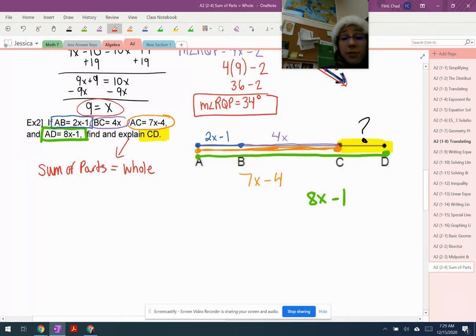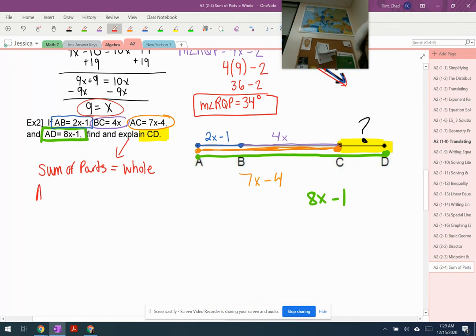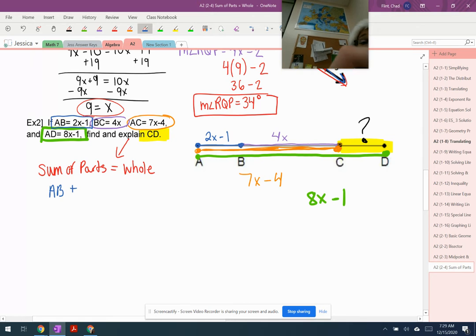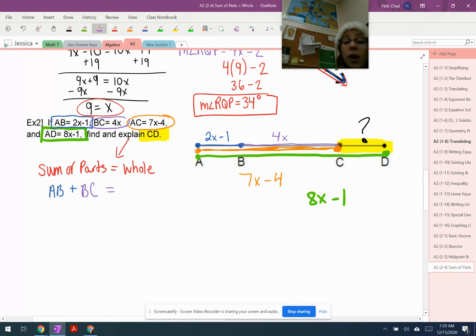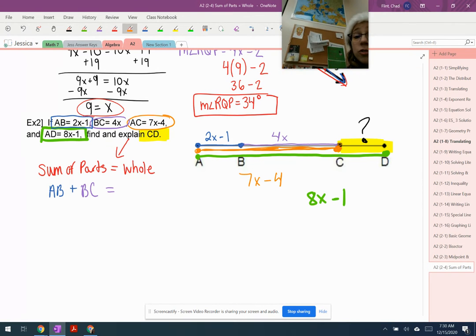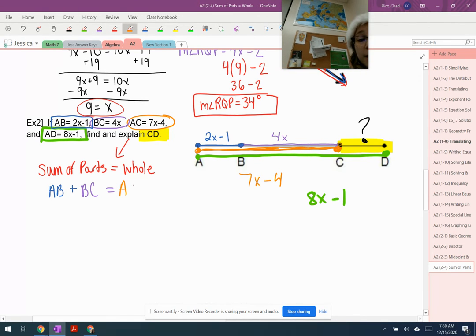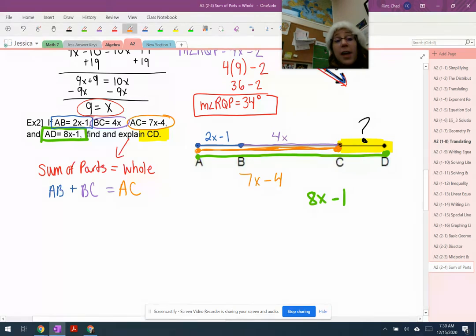So with what I have here, actually let me go back to my color coding. If I take AB and add that to BC, that would give me what? AB plus BC gives me my orange line, AC. I have expressions for all three of those, which is what I'm going to use.